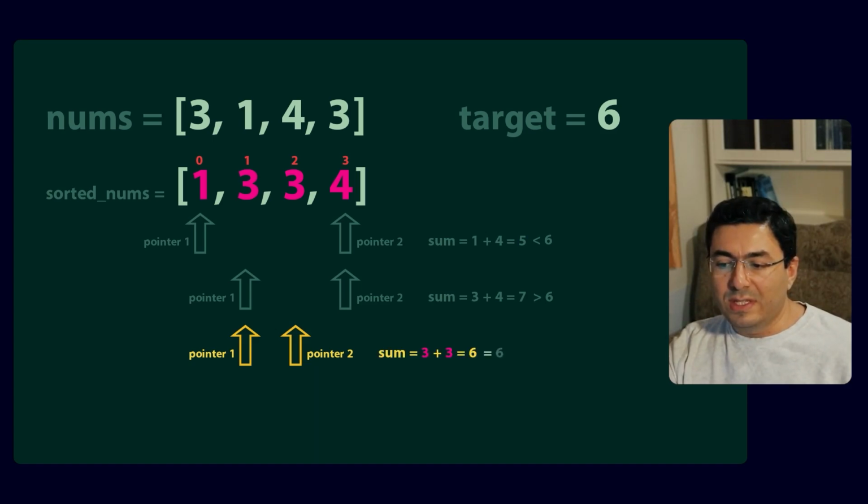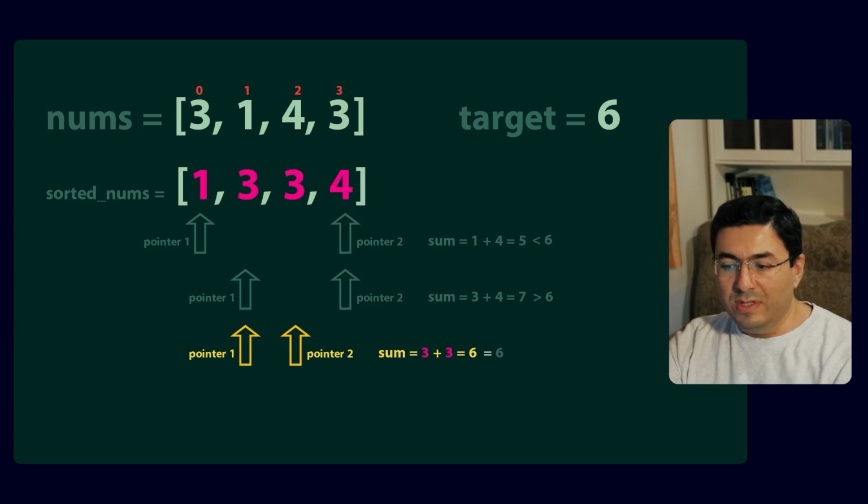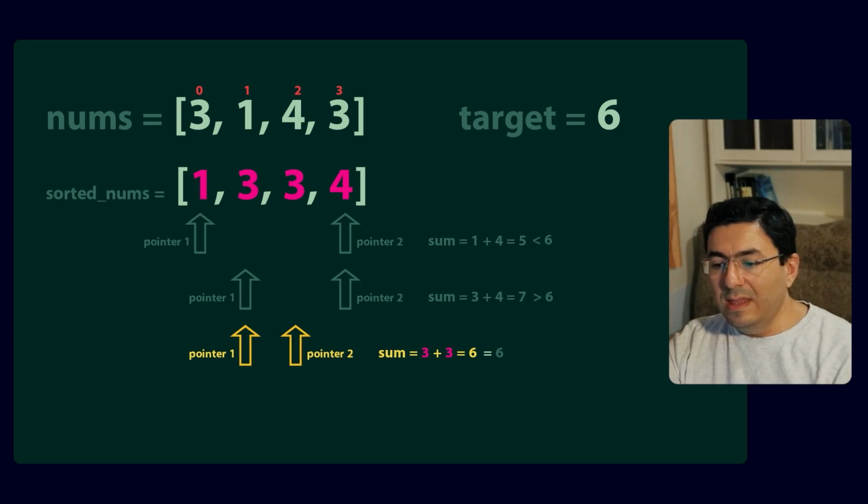Now the current sum is 3 plus 3 equals 6, which is equal to the target sum. So we have found the pair of numbers that add up to the target sum. Now we need to find the indices of the two numbers 3 and return them in a list. As we can see, the two occurrences of the number 3 are at indices 0 and 3.